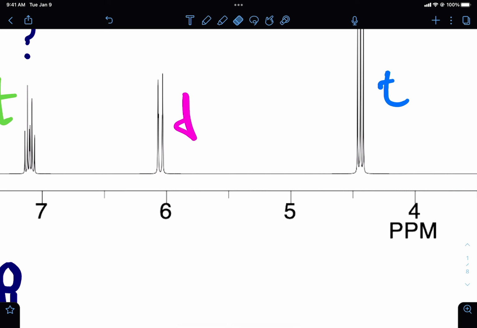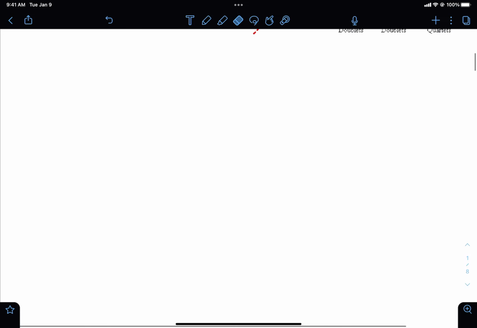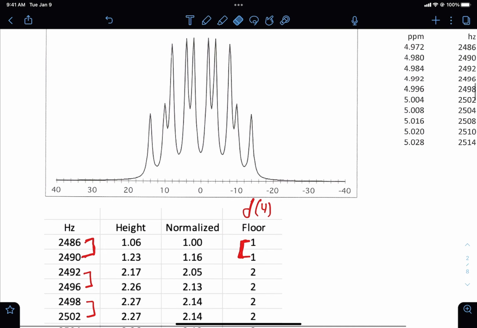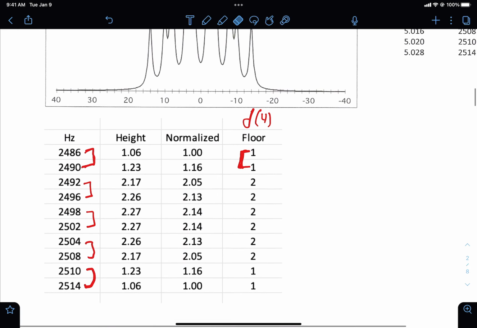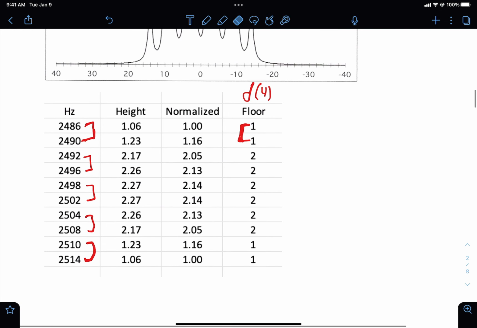So let's go through and look at each of these doublets and find the center point. Again, we're going to note what that center point is. So for our first doublet, these are centered at 2488, exactly between 2486 and 2490. So we're going to say that's centered at 2488.